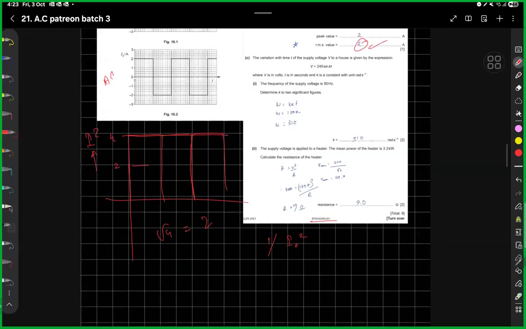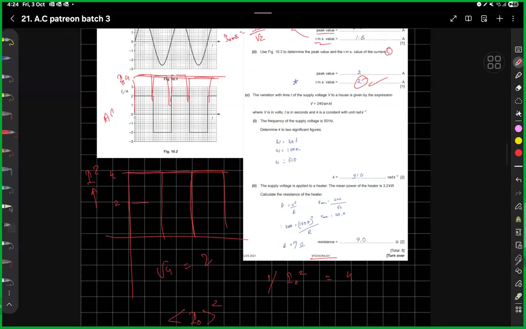Now, what is the max current? By default, 2. So what is the I naught square value? 4. So if I take a square of this entire thing, it becomes 4, 4, 4. So it's a constant value. What is the I naught square value? 4. So what is the average I naught square value? Mean I naught square value. What do you think? Tell me.